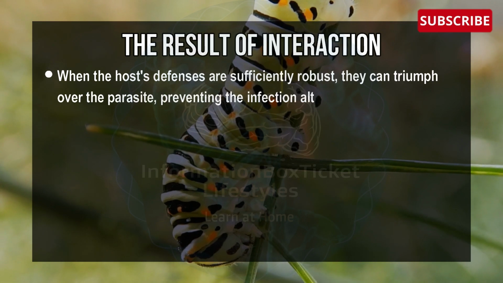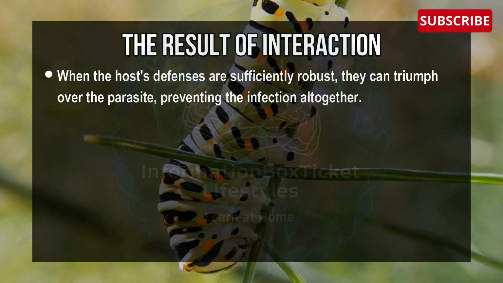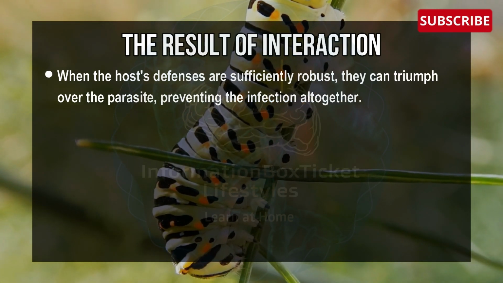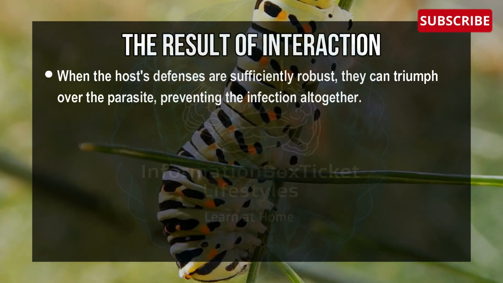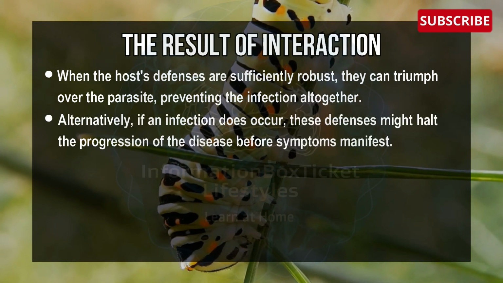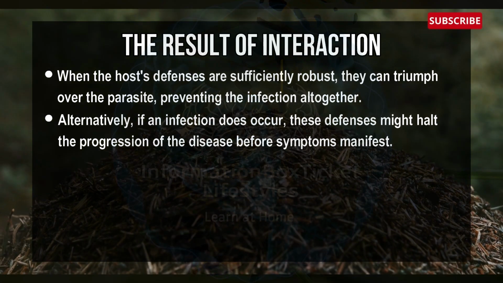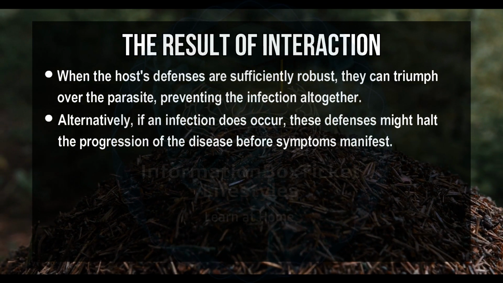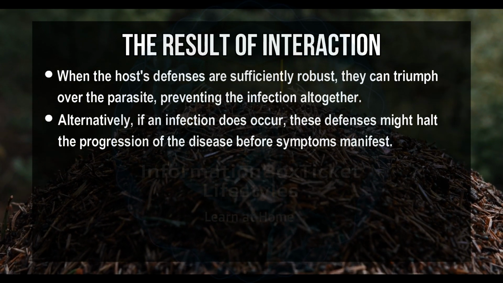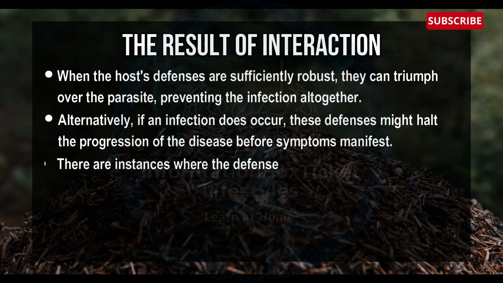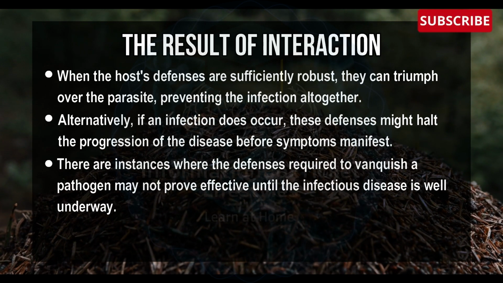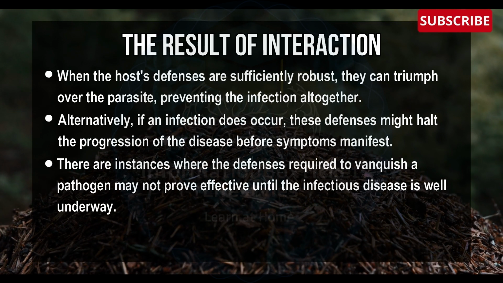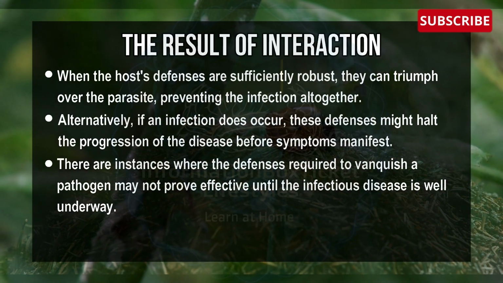Lastly, the result of interaction. When the host defenses are sufficiently robust, they can triumph over the parasite, preventing the infection altogether. Alternatively, if an infection does occur, these defenses might halt the progression of the disease before symptoms manifest. There are instances where the defenses required to vanquish a pathogen may not prove effective until the infectious disease is well underway.